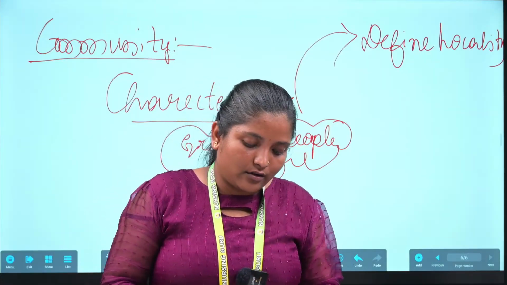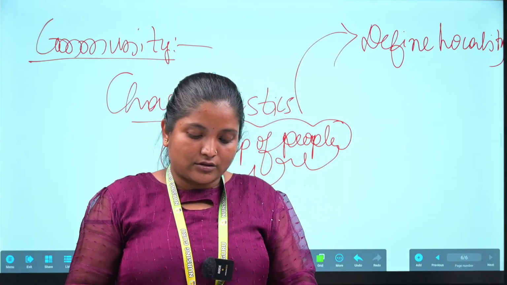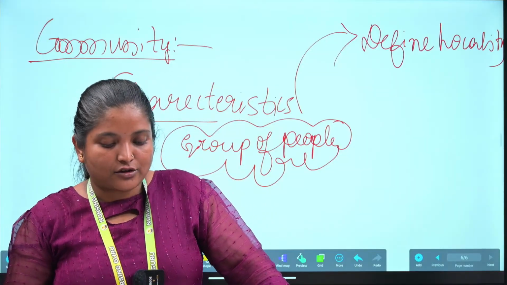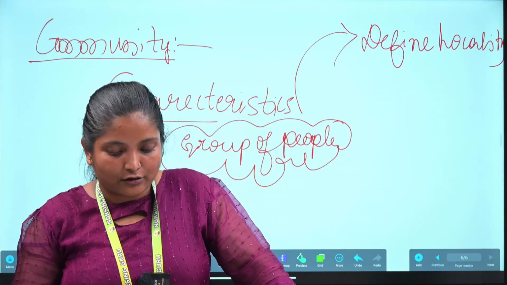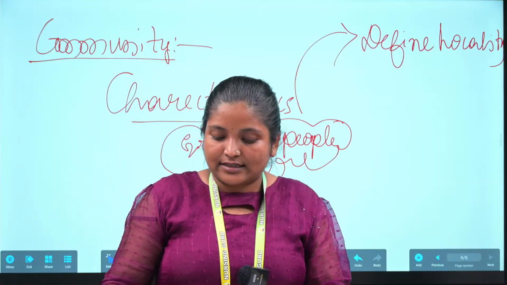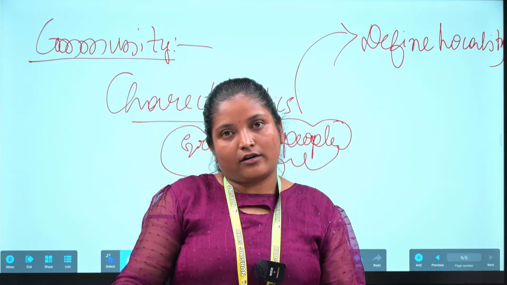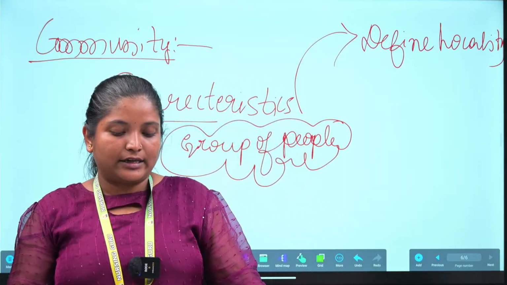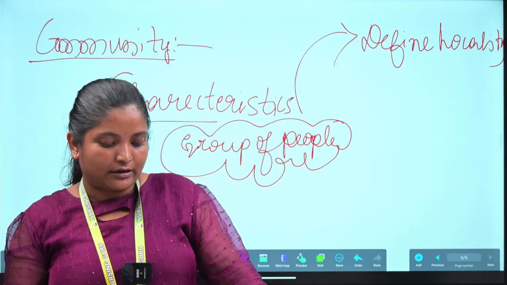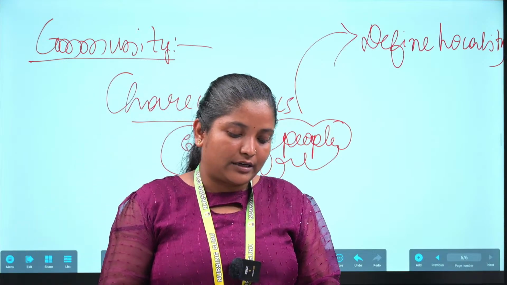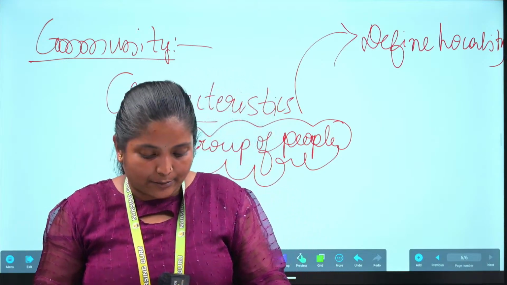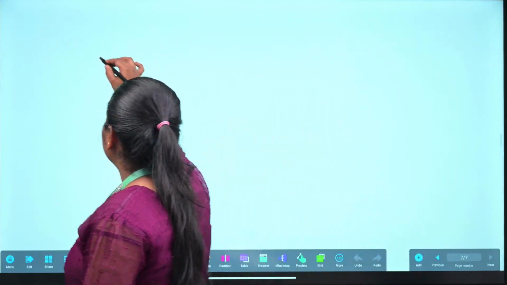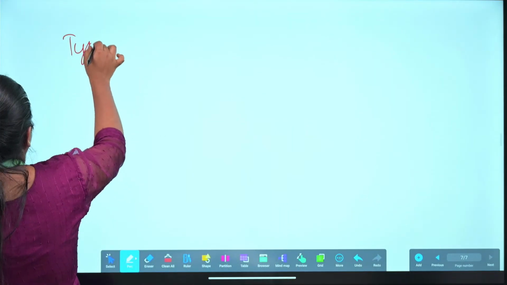Okay, so this is the thing. Here you can see the community is concrete in nature as it refers to a group of people living in a particular locality. We can see its existence, hence it is concrete. Okay, next one is types of community. So there are two types of community here. First one is rural community and the second one is urban community. So types of community, that is very important.